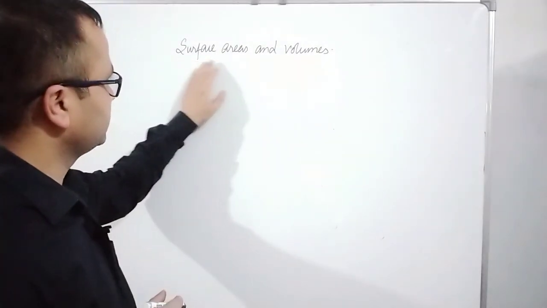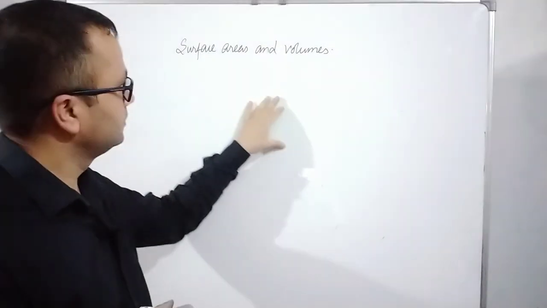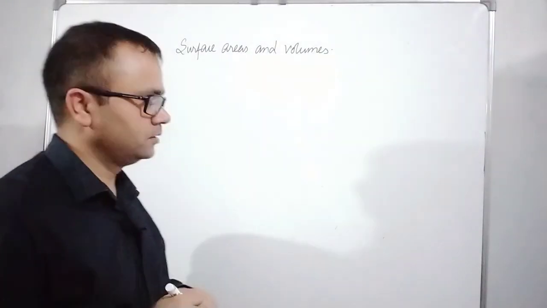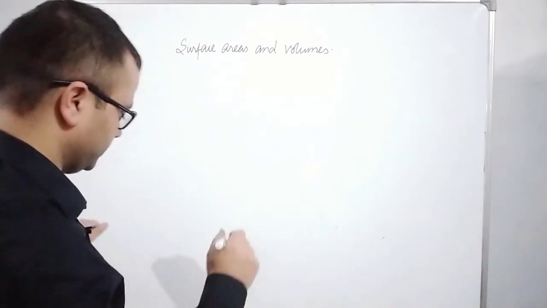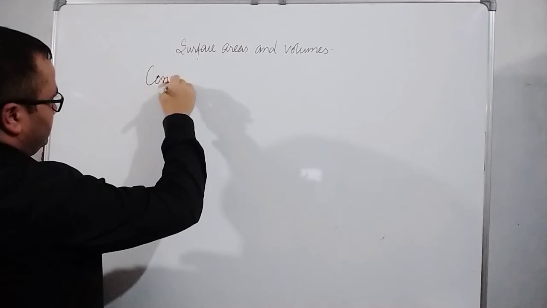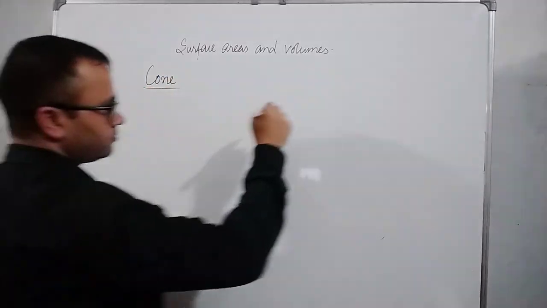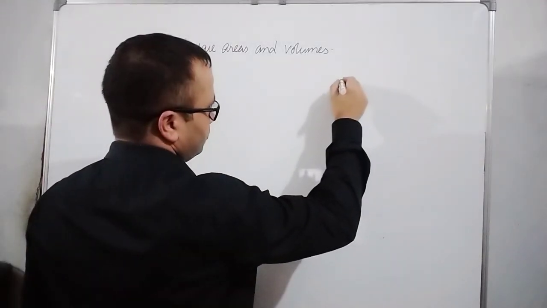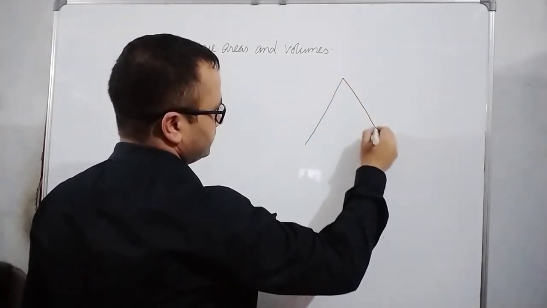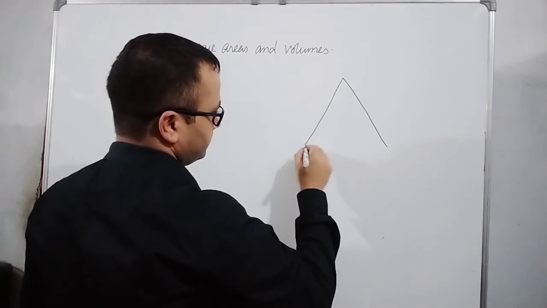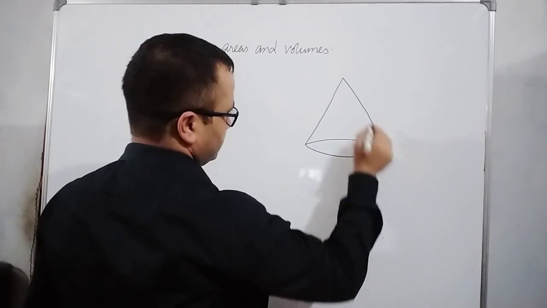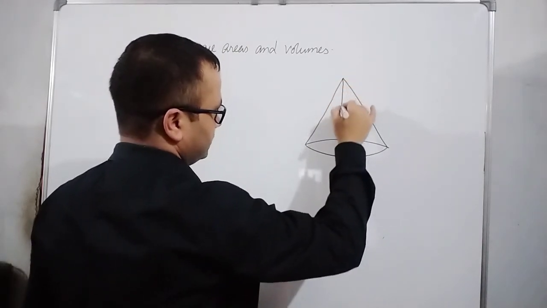Today we will continue surface areas and volumes on the formula. So till right circular cylinder we did. Today we will start from cone. So it is a cone, solid figure cone.